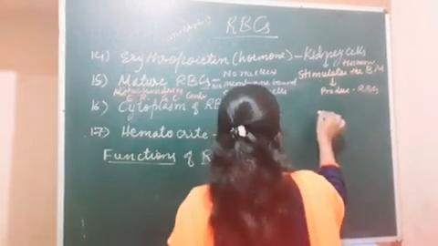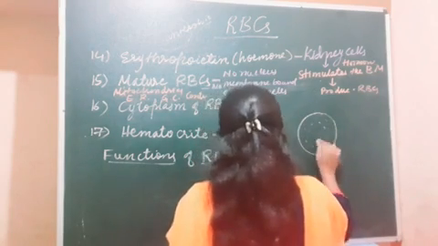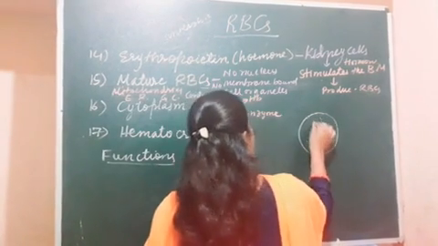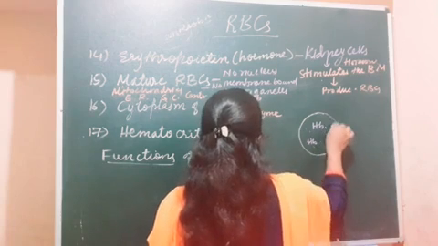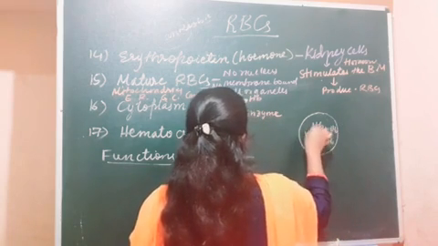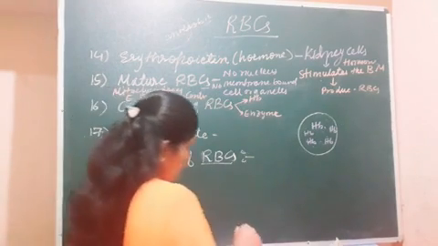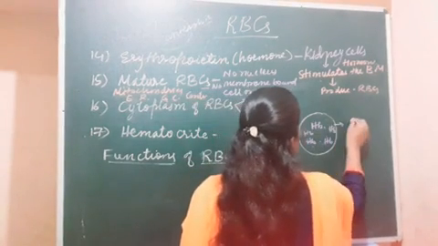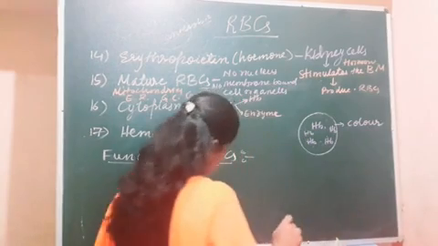Look here, this is the RBC. Here it is cytoplasm. In that cytoplasm, hemoglobin molecules are there. In the cytoplasm of the RBC, we will find the HB, hemoglobin molecules. Hemoglobin's first function is that it gives color to the blood.